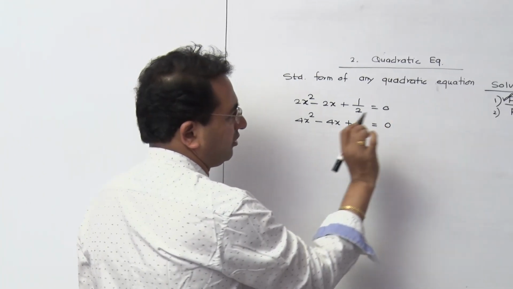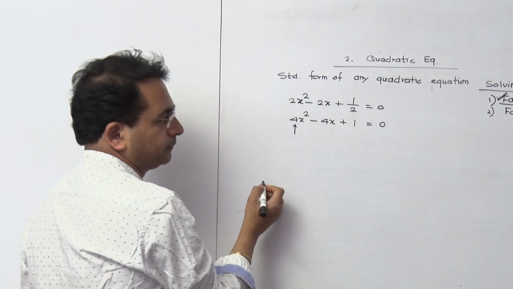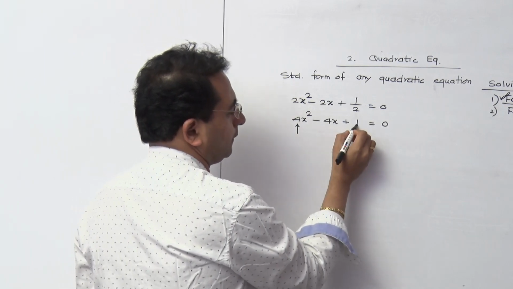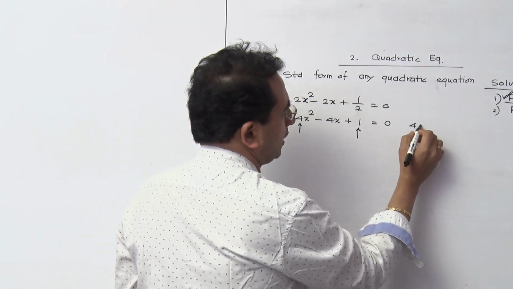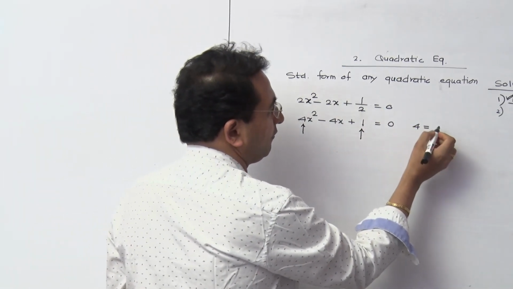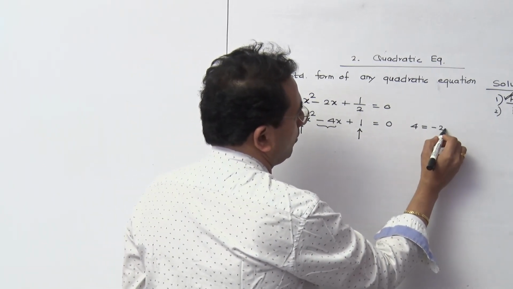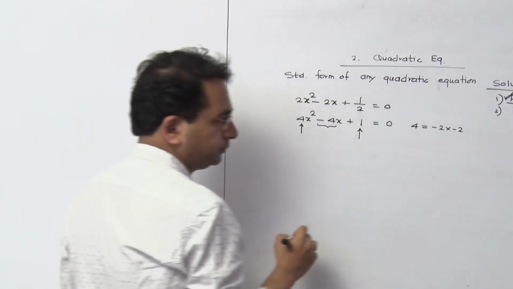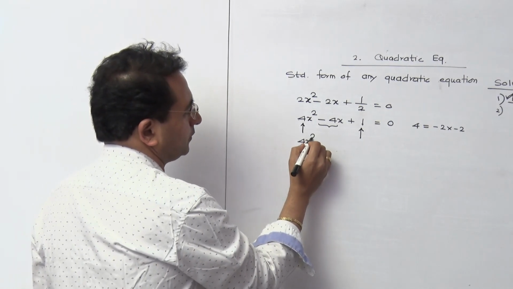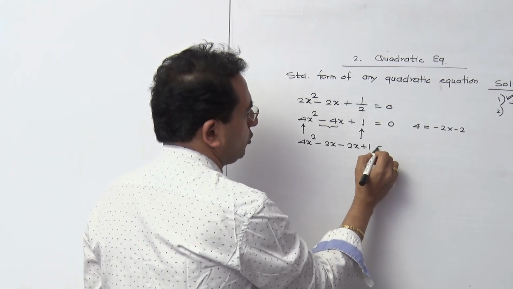So now the procedure is simple. The way I have explained earlier, we have to select the first number, that is 4, and the last number, that is 1. Take the product, that product will be 4. Now we have to factorize 4 in such a way that the product will be 4, but the addition is going to be this number. So definitely that is minus 2 multiplied by minus 2. Is that clear? And that's why we are writing 4x square minus 2x minus 2x plus 1 is equal to 0.